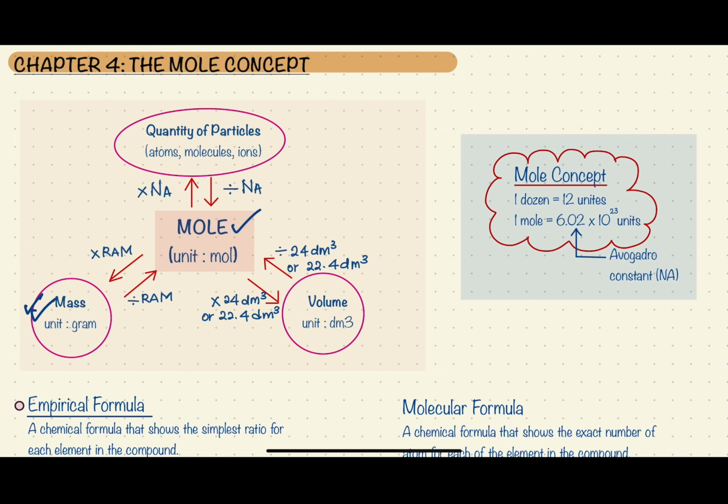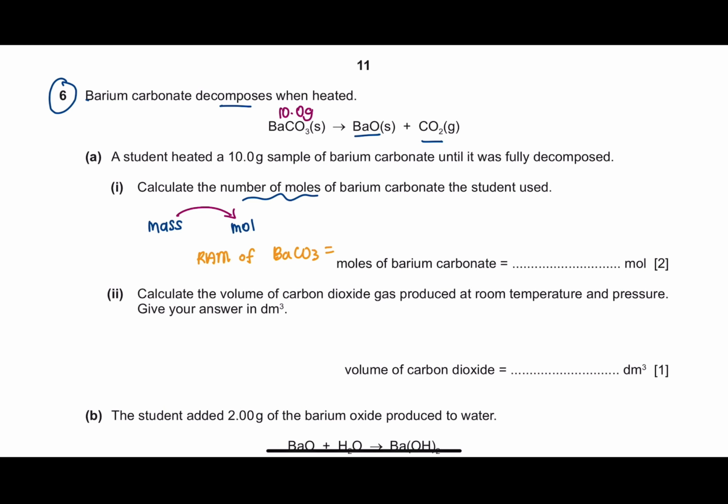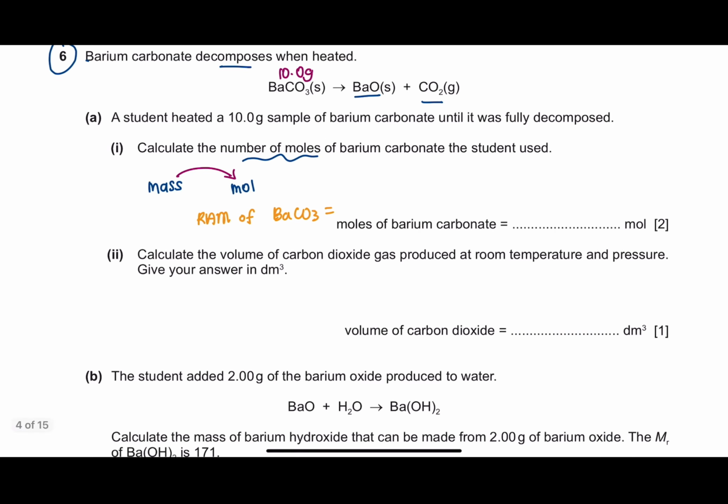As we have done in the previous two questions, referring to our notes as well, if you have the mass and you need to obtain your mole, what you need to do is divide it with the relative atomic mass. If you add up all the elements of barium carbonate based on the periodic table values, you would get a total of 197 for barium carbonate. So the mole of barium carbonate will be 10 gram, the mass, divided by its relative atomic mass of 197, giving you a value of 0.05 mole.